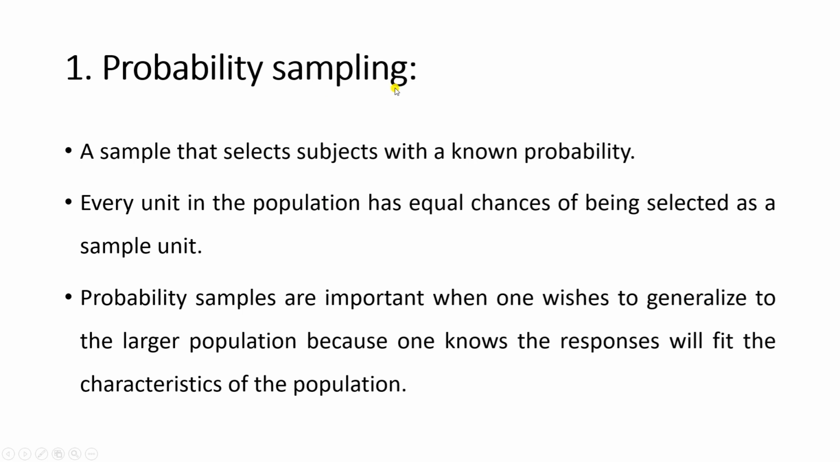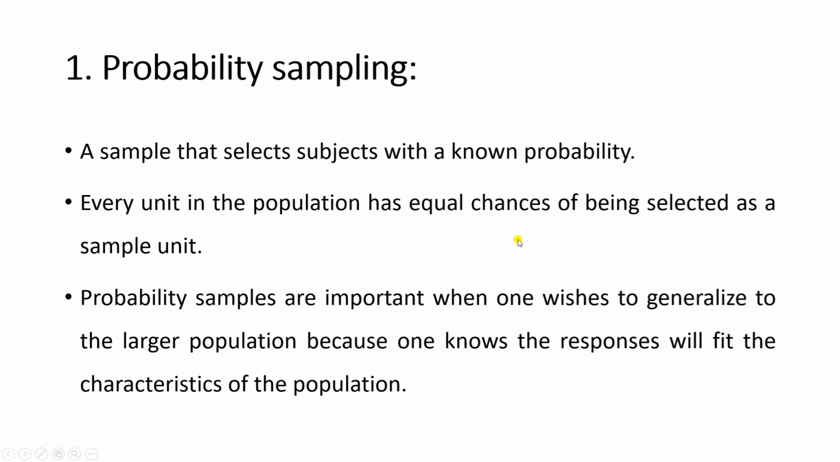So, probability sampling, as I mentioned, selects subjects with known probability. So you will know what the chances are of these persons being selected, and every unit in the population has an equal chance of being selected. Probability samples are important when one wishes to generalize to the larger population, because one knows the response will fit the characteristics of the population.